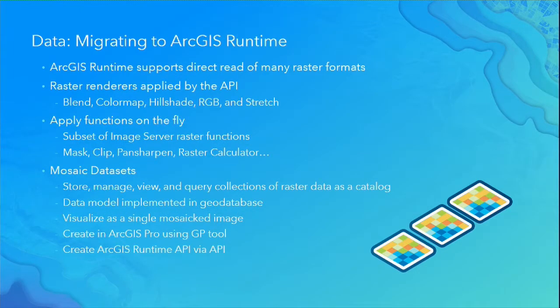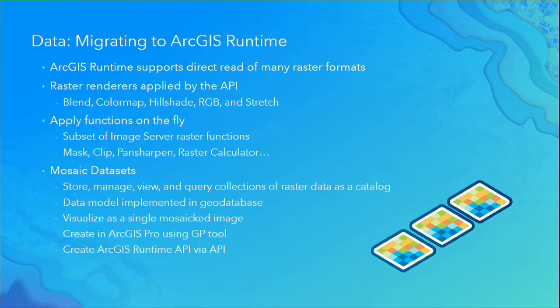So what about raster data then? Well, ArcGIS Runtime supports direct read of lots of raster data types. Interestingly, you can also apply a number of different renderers to the raster data sets via the API, so I've listed them there: blend, color map, hillshade, RGB, and stretch renderer. You can also apply raster functions on the fly. So these are things like masking, clip, pan sharpen, or raster calculator, and you can apply those both to raster layers in the runtime that are referencing image services hosted by ArcGIS Server, or on local raster data sets referenced by a raster layer in the API.